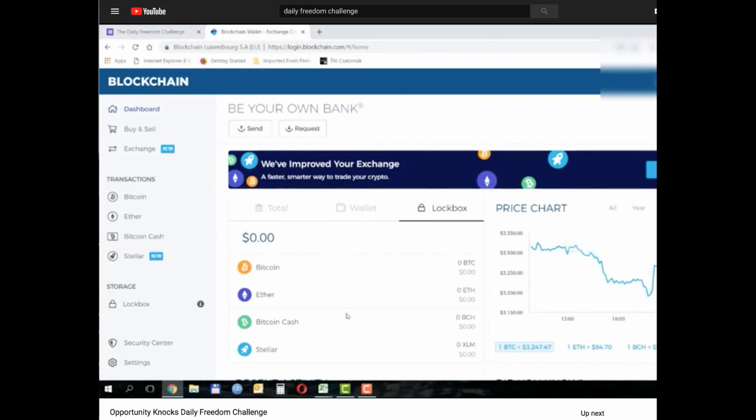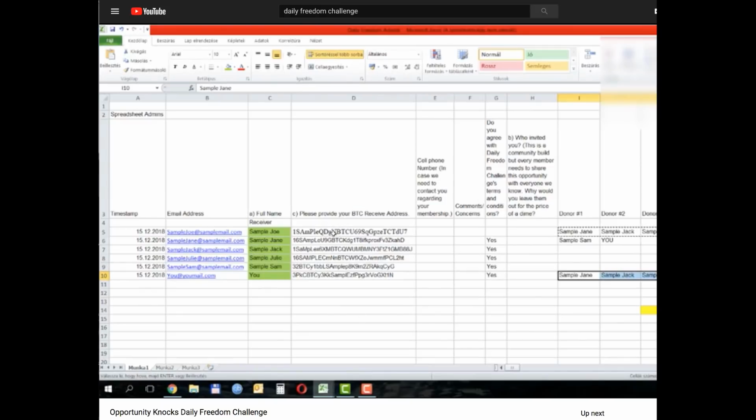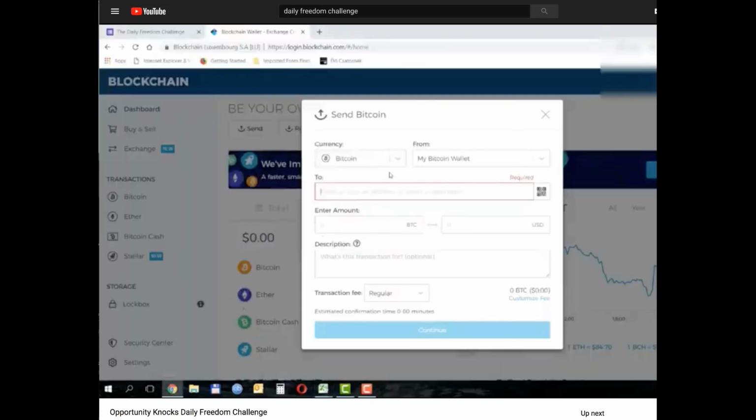So if you log in, you see this picture, you just press the send button, you copy the Bitcoin address from here. These are not real Bitcoin addresses, but let's make it as if it would be. Then I put here the amount, and here you write Daily Freedom Challenge Day 1 and your name.